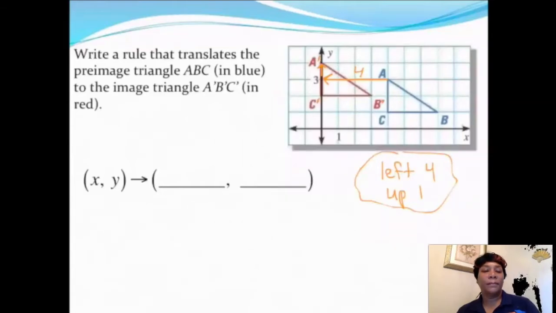If I want to move to the left, that's going to be our x direction. And since I'm moving backwards in the x direction, I want to make sure that my rule is x minus 4 in order to shift this backwards. The up part is going to be your y direction. And since I'm moving up and not down, I want to make sure I'm adding. So the rule that I want to use to end up at the image shown is x minus 4 and y plus 1.